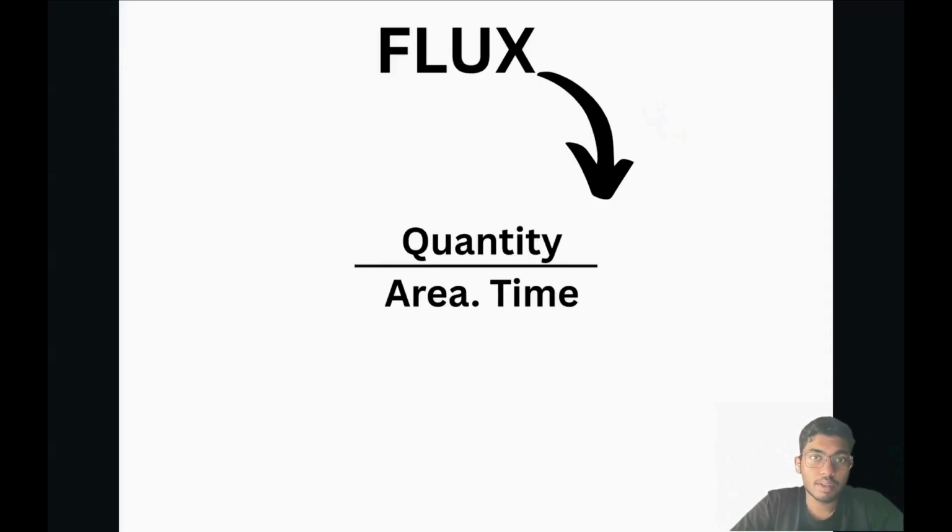So first, let us start with flux. What is the definition of flux? So flux is quantity per area per time. Any quantity per unit area per unit time is known as flux.